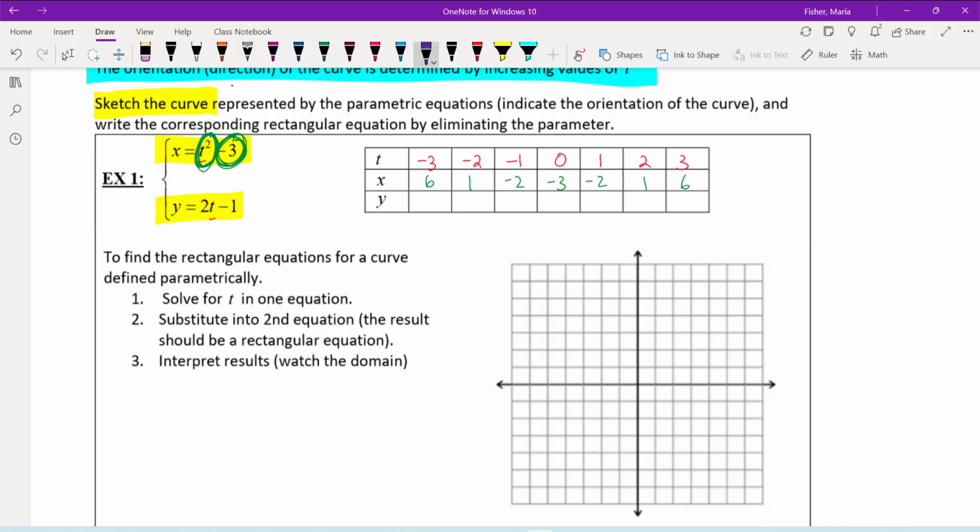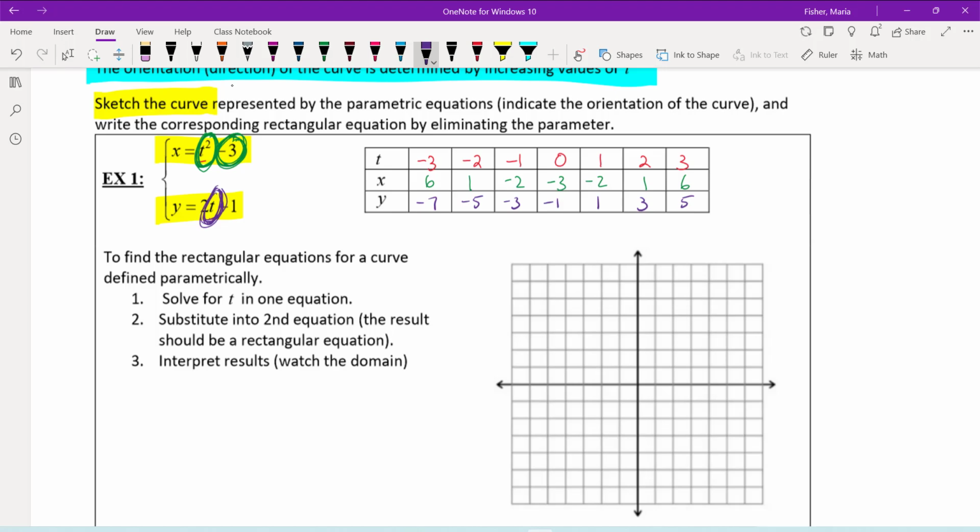Now let's put in all the y's. So when t is -3, we'd have 2 times -3 minus 1. -6 minus 1 is -7. When t is -2, 2 times -2 minus 1 is -5. When t is -1, 2 times -1 minus 1, -3. When t is 0, 2 times 0 minus 1, -1. When t is 1, 2 times 1 minus 1 is 1. When t is 2, 2 times 2 minus 1 is 3. And then finally when t is 3, 2 times 3 minus 1 is 5.